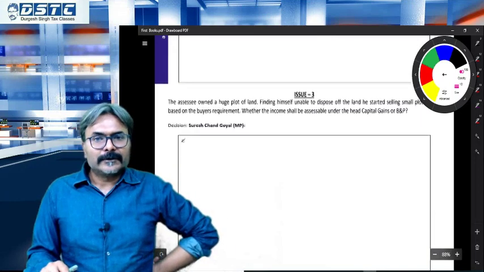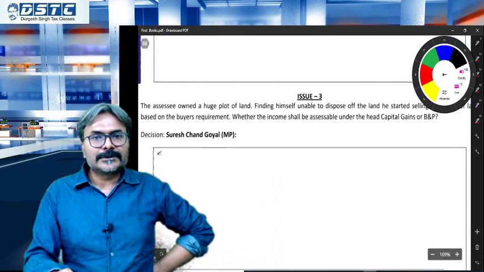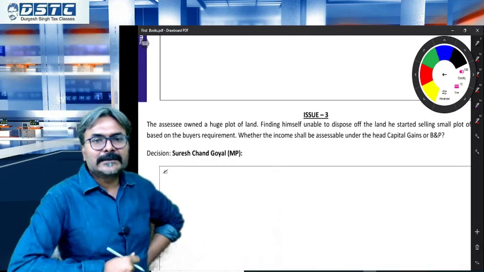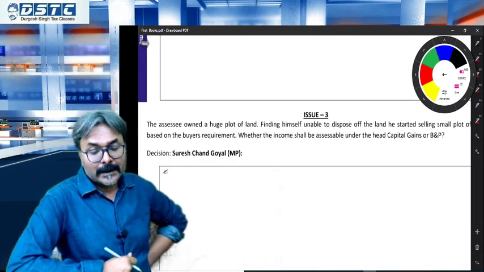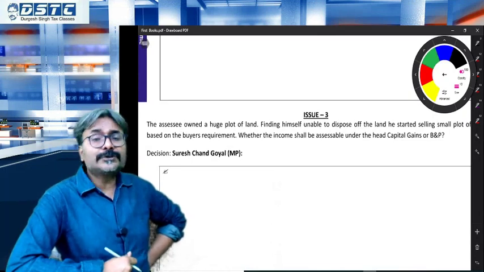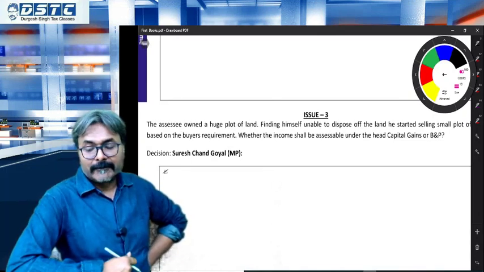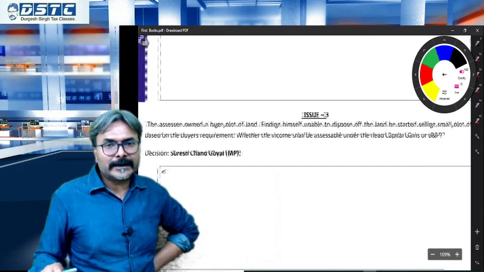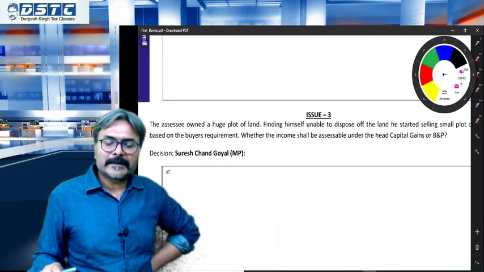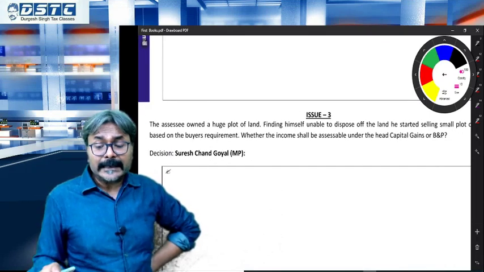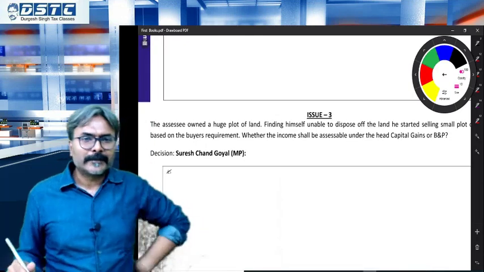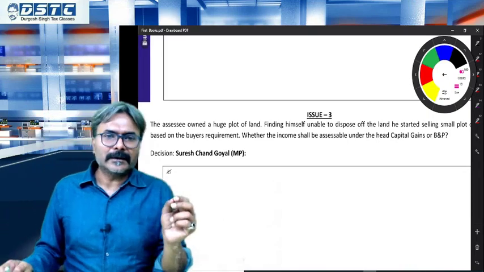This was a case of the MP High Court decision in Suresh Chand Goyal. The facts of the case, we'll just read this question together. The SSC owned a huge plot of land. Finding himself unable to dispose of the land, he started selling small plots of land based on the buyer's requirement. Whether the income shall be assessable under the head capital gains or business and profession. This is the issue under consideration.